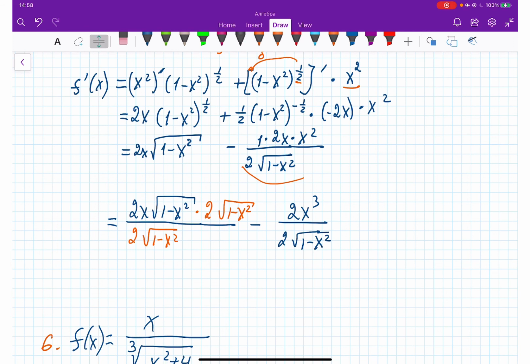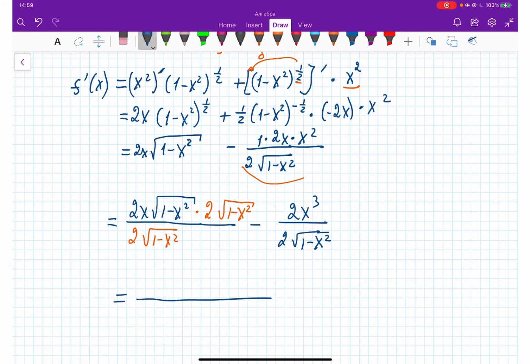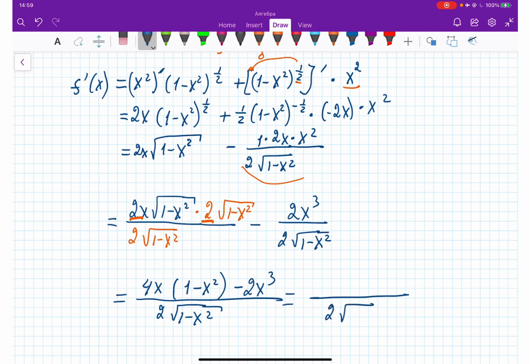Okay, so what do we get from here? It's equal to, over 2 square root of 1 minus x squared, so I'm going to combine. 2x times 2 gives 4x, and then square root of 1 minus x squared times square root of 1 minus x squared is 1 minus x squared, getting out of the square root. And minus 2x cubed. Let's open parentheses: we get 4x, distribute, 4x minus 4x cubed and minus 2x cubed.